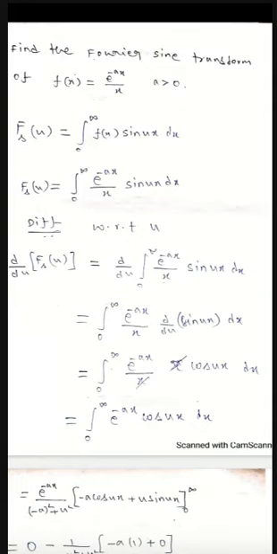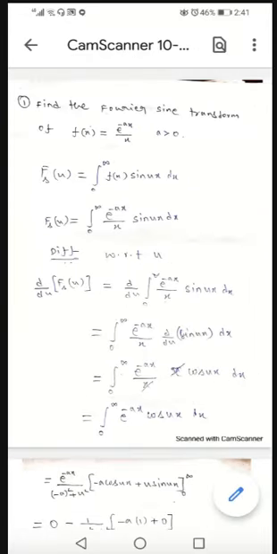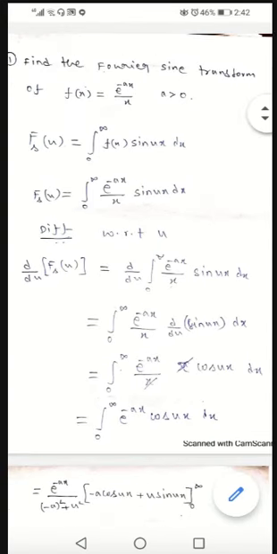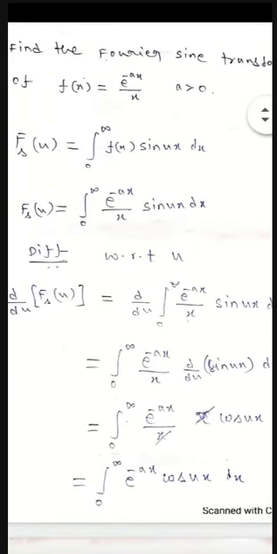Why have I done it in a different method? Because the question asks for the sine transform. If you apply the usual method, it is very tough to integrate this one. See here, Fs of u is equal to the integral from 0 to infinity of e power minus ax by x sine ux. And three kinds of functions are here.